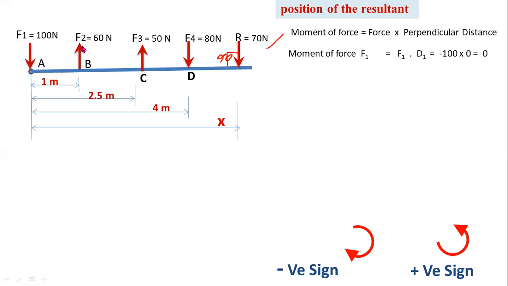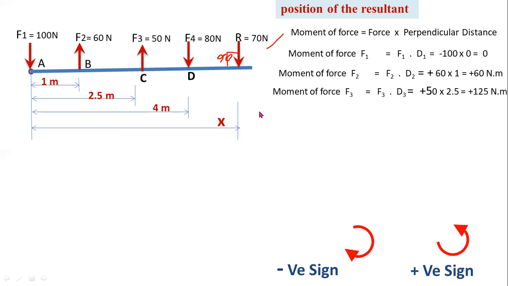Now moment of force for F2. The force F2 acting at a distance 1 meter from point A. So the perpendicular distance between the point A and the force F2 equal 1 meter, and this force is acting upward. That's why it forms anti-clockwise couple. So plus 60 into 1, 60 Newton meter. The units for moment of force equal to Newton meter.